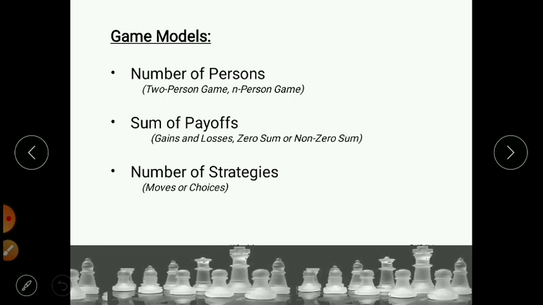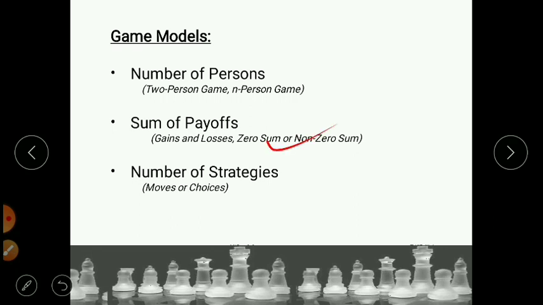Rather, it means that the participants can be classified into n mutually exclusive groups, with all members in a group having identical interests, that is, mostly to win. Fine.